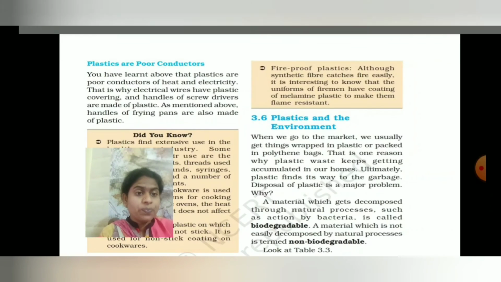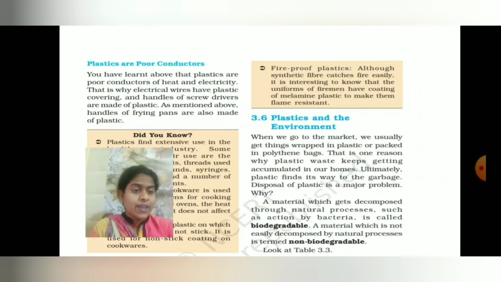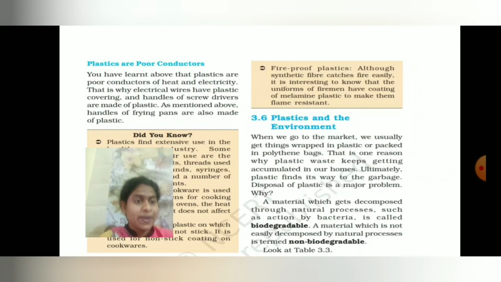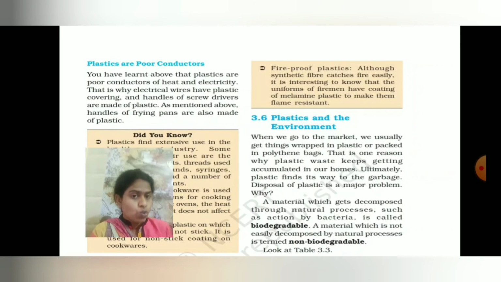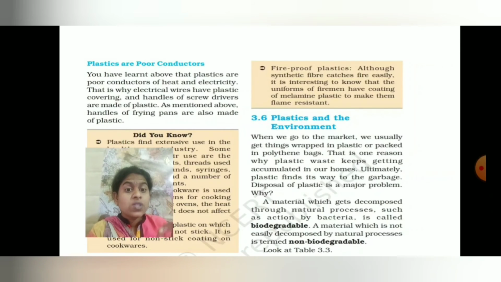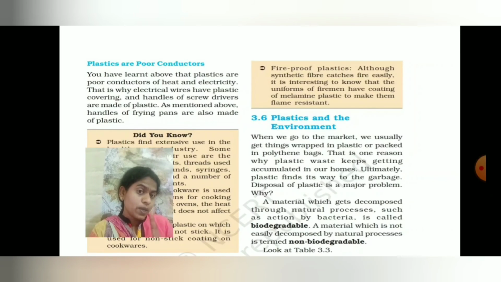Here you can observe that materials which get decomposed through natural processes, such as the action of bacteria, are called biodegradable. So what are biodegradable substances? The substances which decompose by the action of bacteria. I already discussed this in the last chapter, microorganisms: friend and foe. They are the good decomposers that we have discussed, isn't it? It is helping the environment in many ways. It decomposes the dead bodies of animals and diffuses the nutrition into the soil.